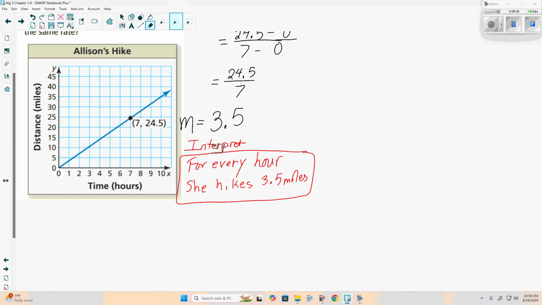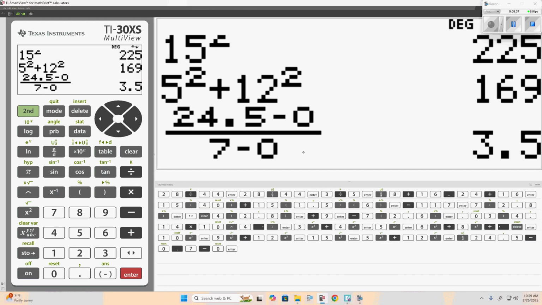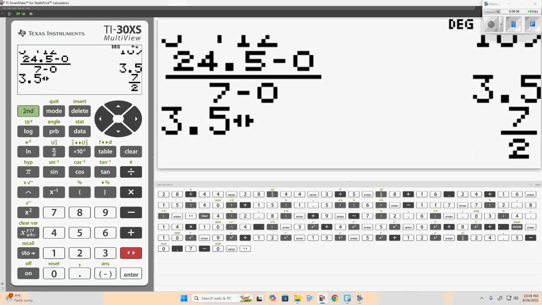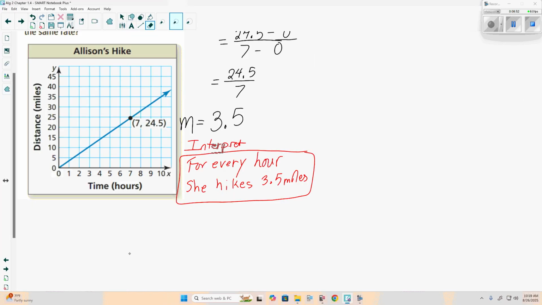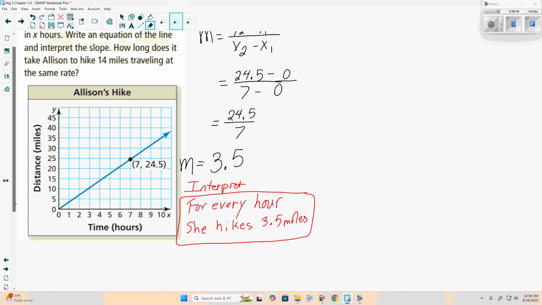That means for every 2 hours, she's going to hike how far? 7. Okay. I'm going to convert this back to a fraction. So as a fraction, 3.5 is indeed 7/2, yes? So for every 2 hours, denominator's 2, she hikes 7. So it does agree. Questions on how we found the slope or interpreted it? Okay.